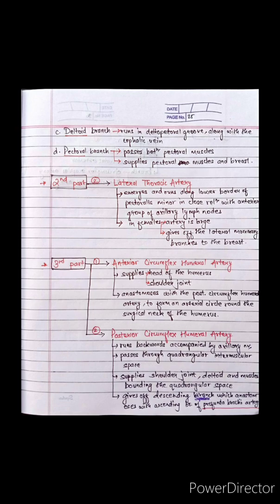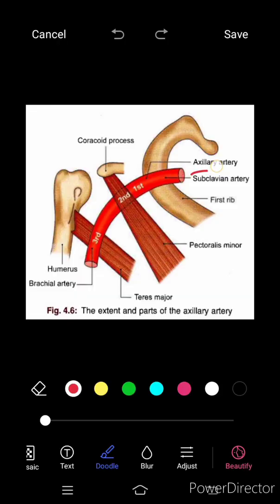And it gives off a descending branch which anastomoses with the ascending branch of the profunda brachii artery. So the subscapular artery is the third branch from the third part of the axillary artery. It is the largest branch and it supplies the latissimus dorsi and serratus anterior muscles. Its branches are the circumflex scapular artery and the thoracodorsal artery. Now let us see the figures one by one and try to understand from these figures.